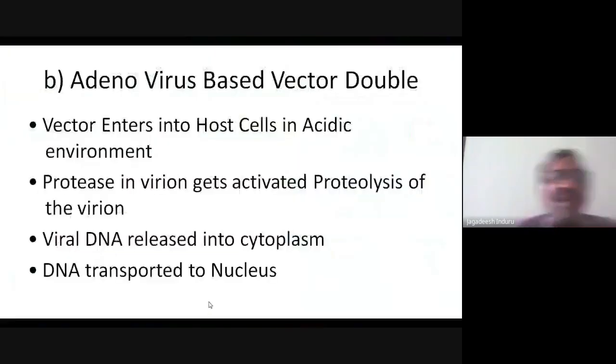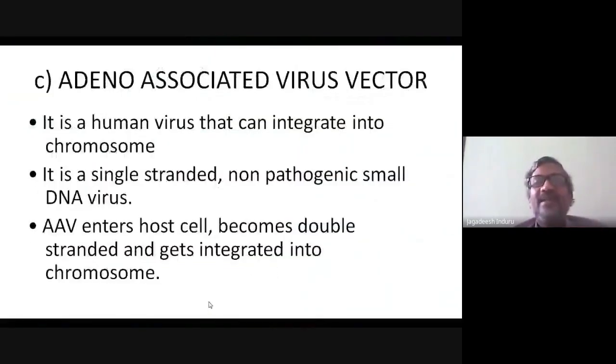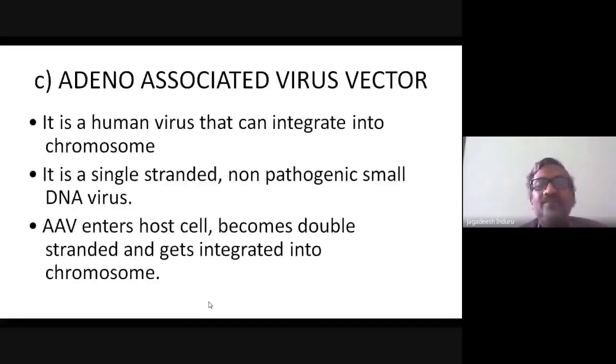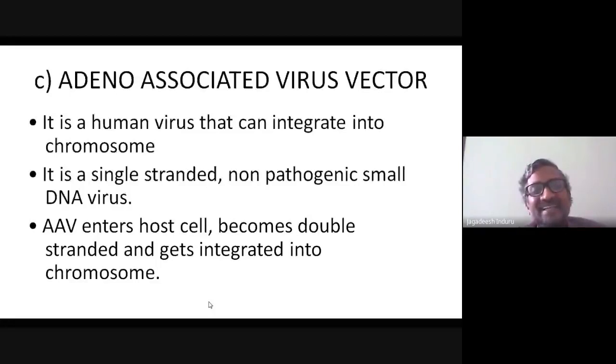Another one is the adeno-associated virus vector. The adeno-associated virus vector is a human virus that can integrate into the chromosome, and it is a single-stranded, non-pathogenic small DNA virus. Now you may get the question: sir, you already mentioned double-stranded is present in the DNA, now you are calling it a single-stranded DNA. When it is single-stranded, you should call it an RNA virus.